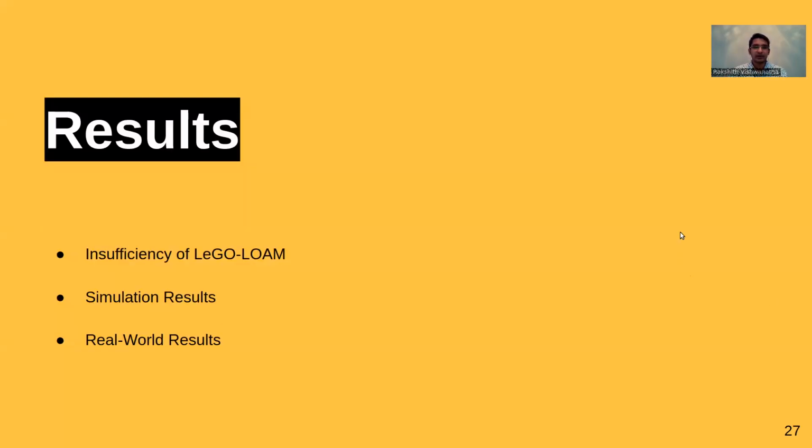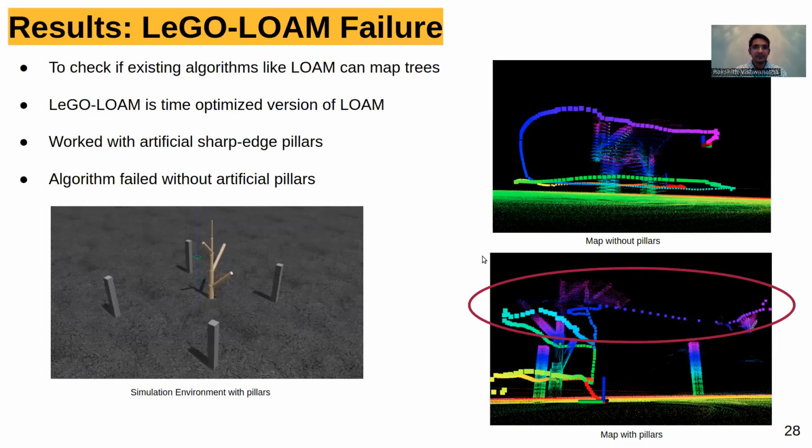So that was the overall mapping process. And now I move on to the results. Before actually trying to build the entire mapping pipeline, I first explored some commonly available LiDAR-based mapping tools or mapping algorithms. One of them was based on LOAM, called LeGO-LOAM.